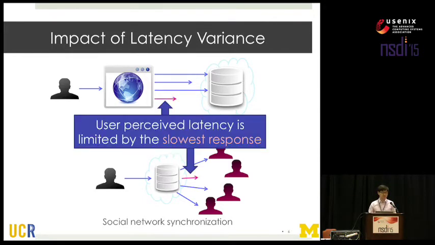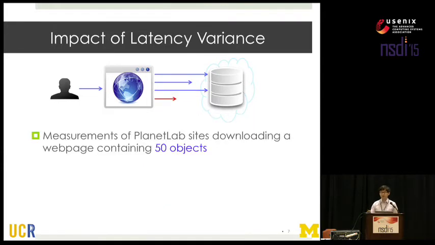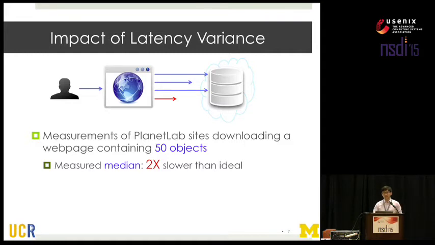Here's the experiment we did to further quantify the impact of high tail latency in the web page example. We used PlanetLab nodes to download a web page containing 50 objects. And what we observed is that the median web page download time is double the latency in the ideal case. The ideal case here means when there is no latency variance. And the 99th percentile latency is even 20 times worse than the latency in the ideal case.